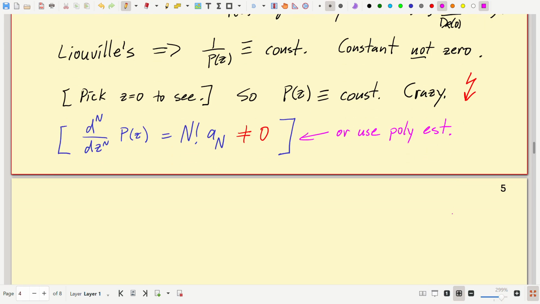Well, that's a fantastic thing. And it kind of shoves it in your face that complex analysis is important. Just to understand basic polynomials, you've got to go to complex numbers. So you just have to.